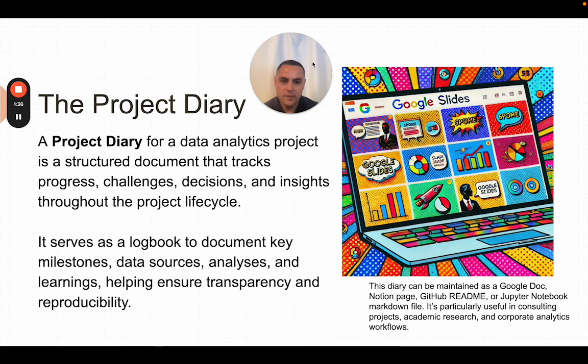So I prefer something that can be shared easily, right? So it could be Google Slides, and it's not as if there's a copy that's being emailed around. I prefer a document that can be easily shared, but that can be in various formats, including even a coding notebook, right? We have the ability to write notes and provide written documentation within that. So that would be a form of a project diary as well.